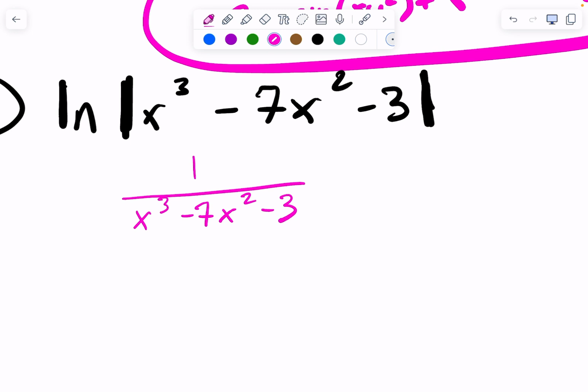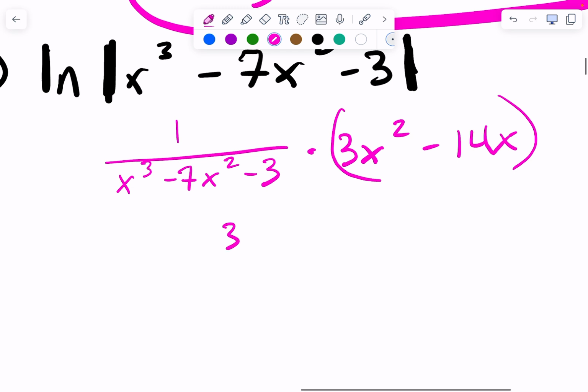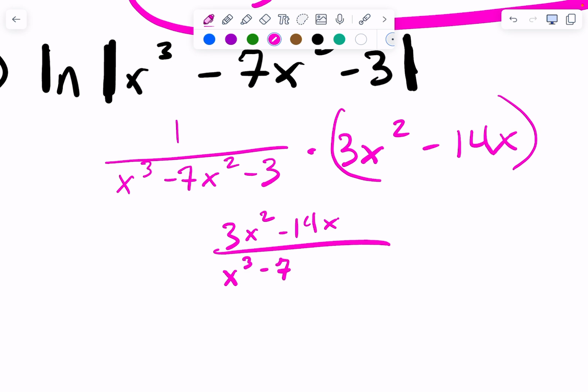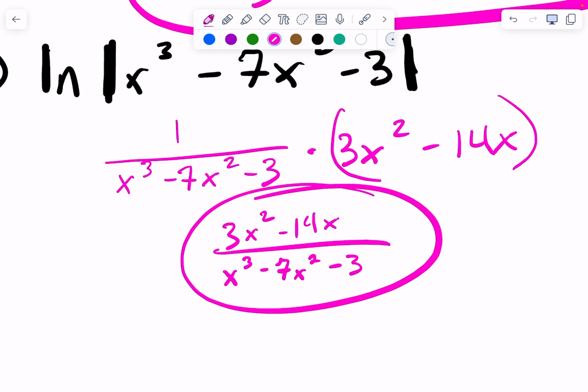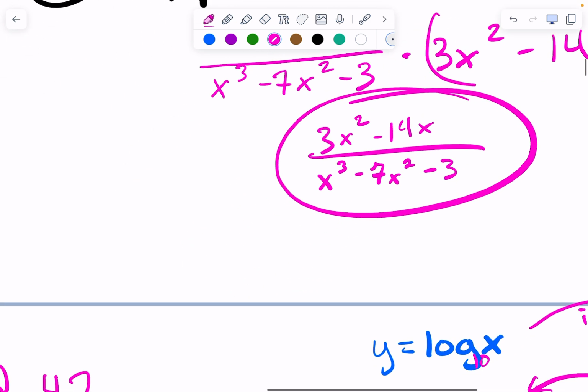3x squared minus 14x. Now how do you put that on top? It's the derivative of it over the original. It's u prime over u. So I was crying for nothing. You were crying for nothing. Can you simplify it? No, you can't. It looks like it should be simplified, but I don't think so.